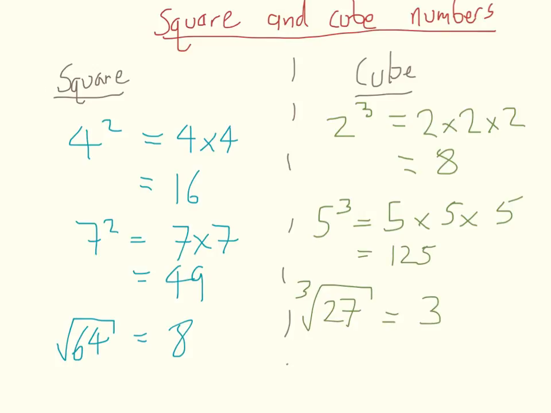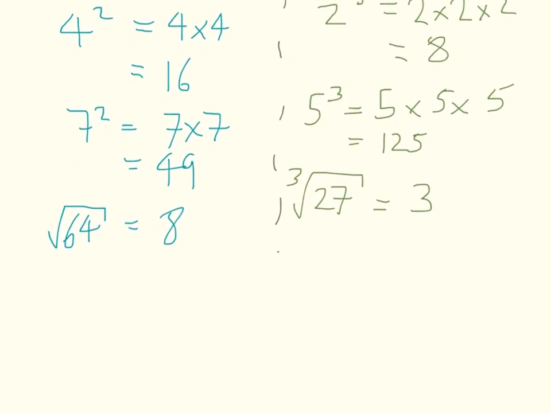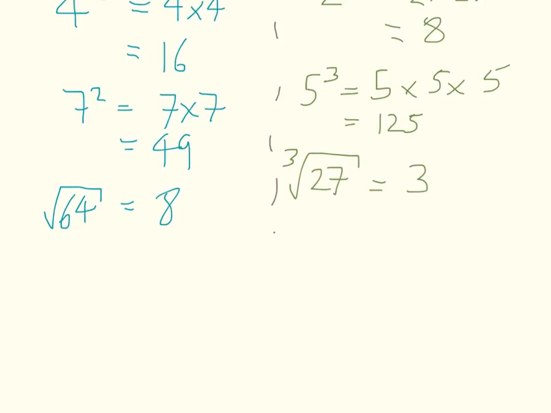And you could also be asked to do a calculation involving these. So you could be asked to do something like 6 squared add 2 cubed. So you need to find out what is 6 squared first. Well, remember 6 squared is 6 times 6, which is 36.